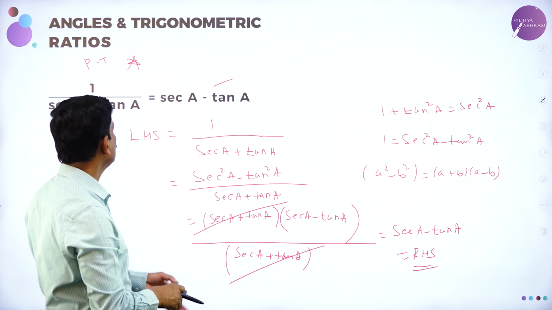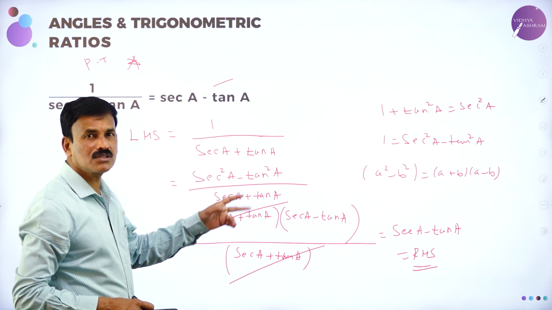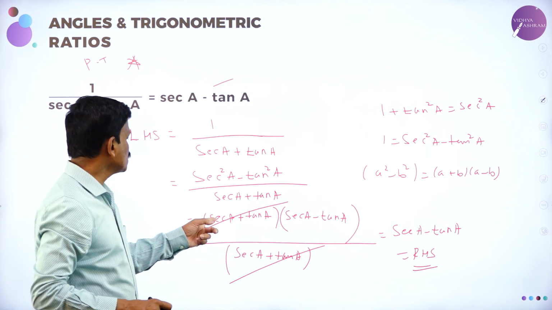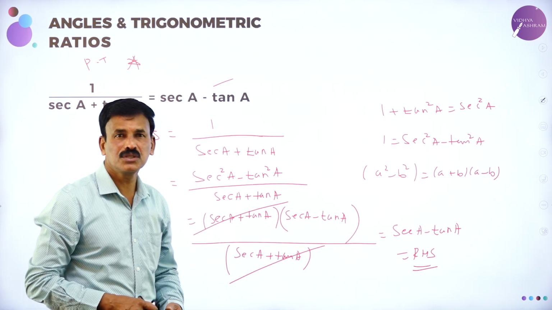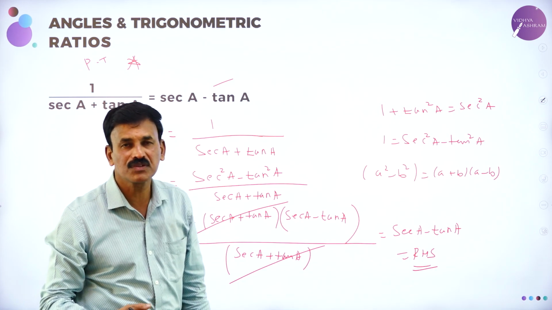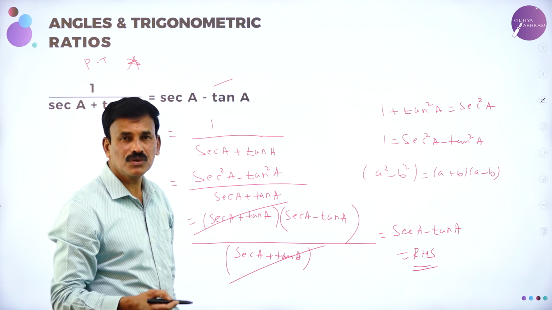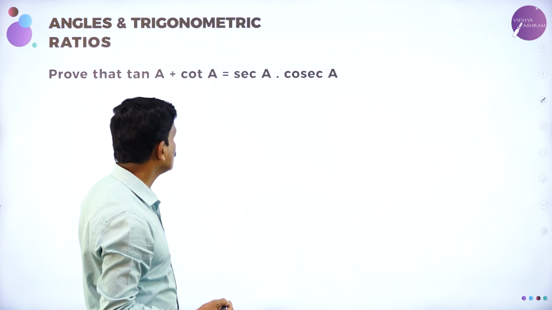Okay, very simple. For one, just substitute secant square minus tan square. A square minus b square is a plus b into a minus b. Secant a plus tan a, secant a plus tan a, the numerator and denominator get cancelled. What is left over is secant a minus tan a. That is the required RHS. Hope you followed. Now move on to the next problem.